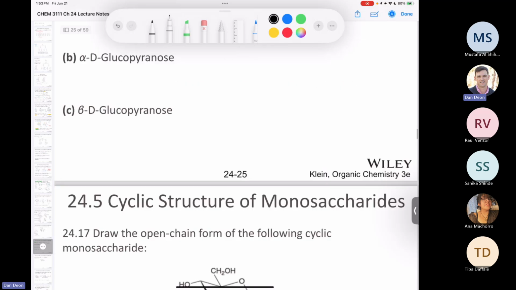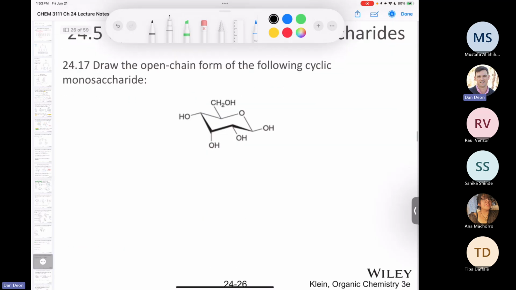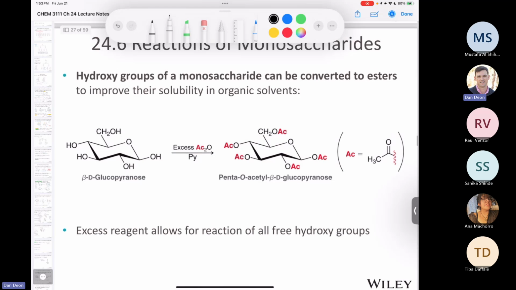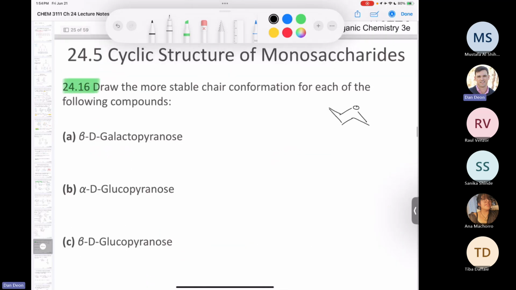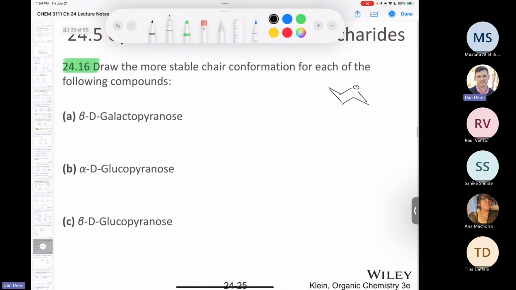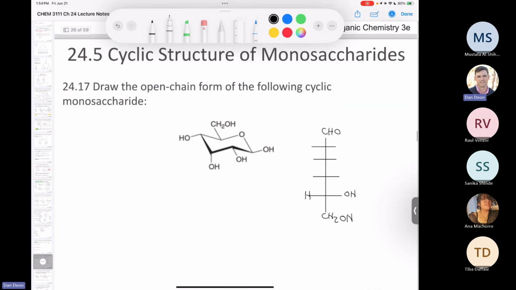And then for the last one, it gives you a chair, and it asks you to draw the open chain form. Remember, we're only dealing with D sugars in this class, so our last chiral carbon is always going to have the hydroxyl on the right-hand side. We just need to fill out carbons 2, 3, and 4 to get the structure of this compound. And then after that, we're going to take a look at reactions of monosaccharides. So we'll come back and we'll do questions 24.16 and 24.17.